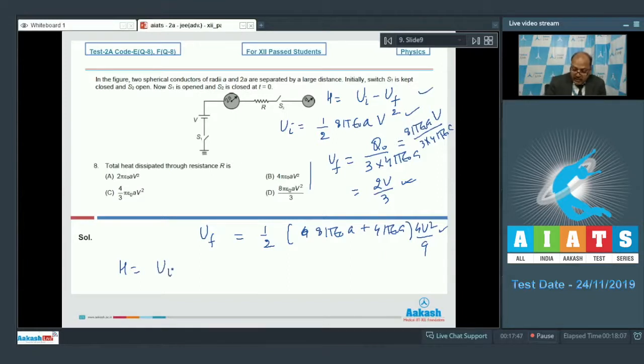H is again Ui minus Uf, and if we perform the calculations, we find that the heat dissipated through resistance R equals 4 by 3 pi epsilon naught A into V square, which matches with option C. So option C is correct. Let's go to the next question now.